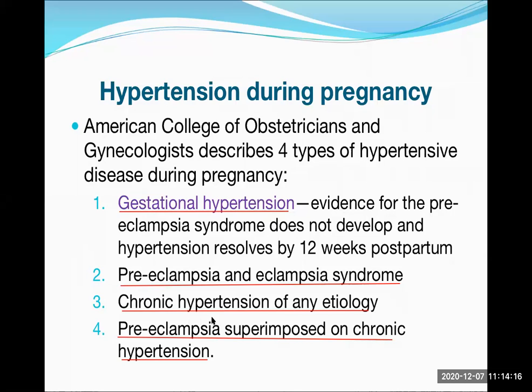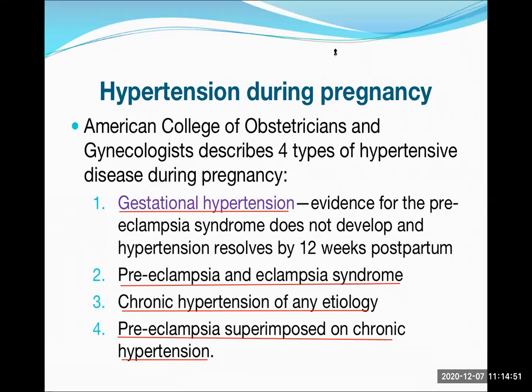Third is chronic hypertension of any etiology. What is the meaning? The lady was hypertensive from before. Prior to pregnancy, she was already hypertensive, so that same hypertension continues during pregnancy. That is called chronic hypertension. And the fourth one: she is already a hypertensive case, but on top of that, she develops preeclampsia. So this is called superimposed preeclampsia on chronic hypertension.